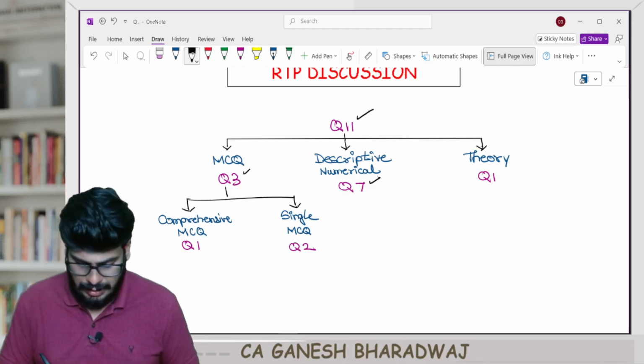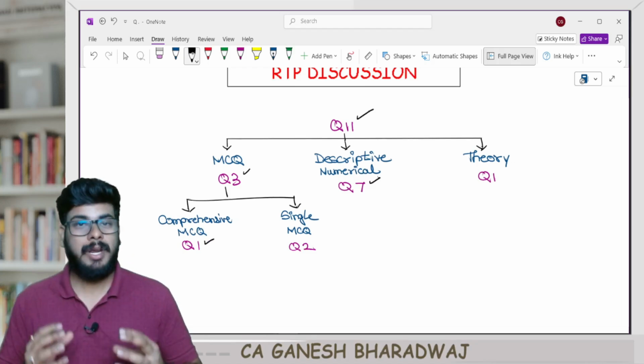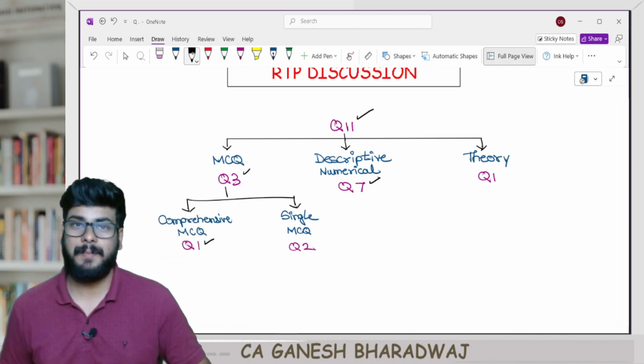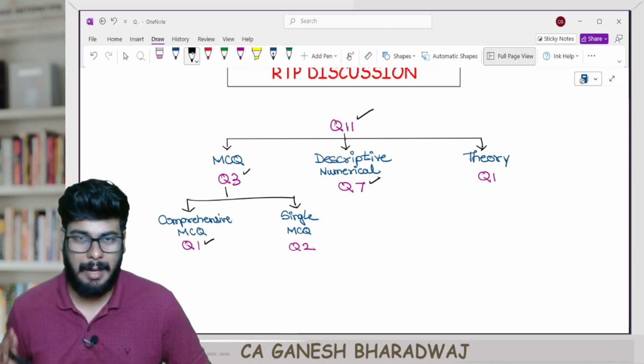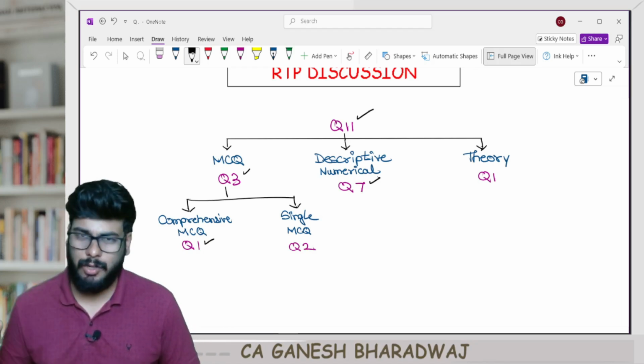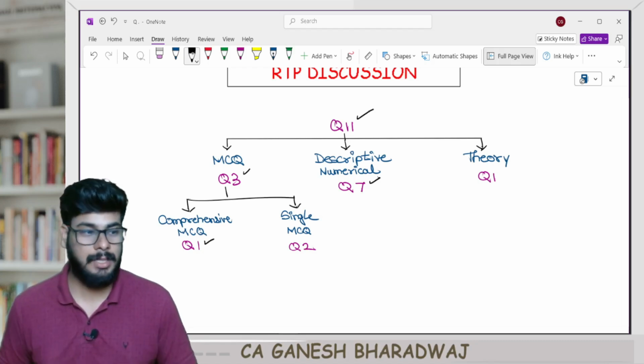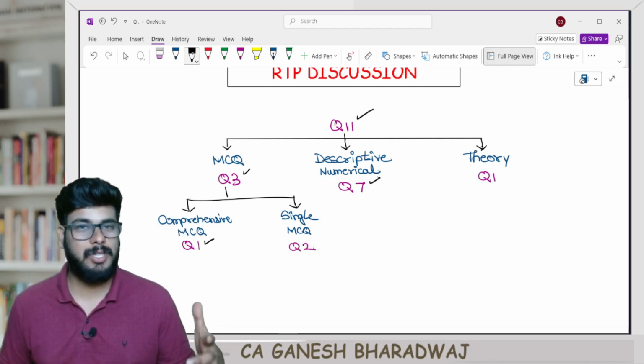And out of this first comprehensive case study based MCQ, there is a first question that is from the chapter working capital management. It's an excellent question, guys, right? Please mark that as important. It's a very important question because the way in which it has been solved is very good.